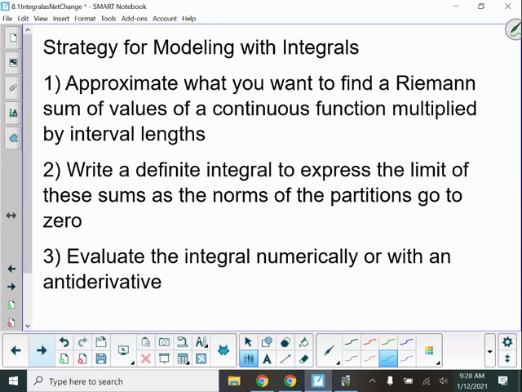So here's your strategy for modeling with integrals. You want to approximate by finding a Riemann sum of values with your continuous function multiplied by interval lengths. You want to think about it as a Riemann sum, but really you want to write your definite integral to express the limit of your sums as the norms of the partitions go to 0. So basically, as those slices get thinner and thinner, we are going to get more and more accurate and closer to the actual value. And then finally, evaluate your integral numerically or with some type of antiderivative.